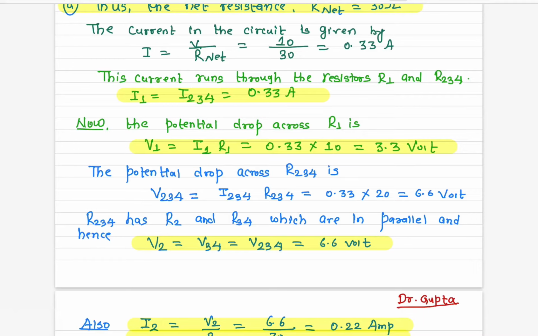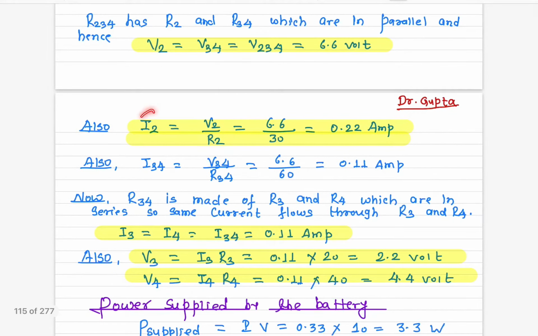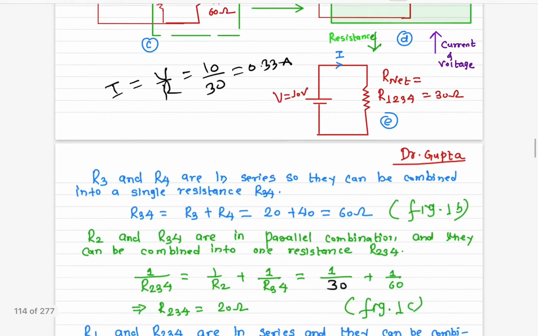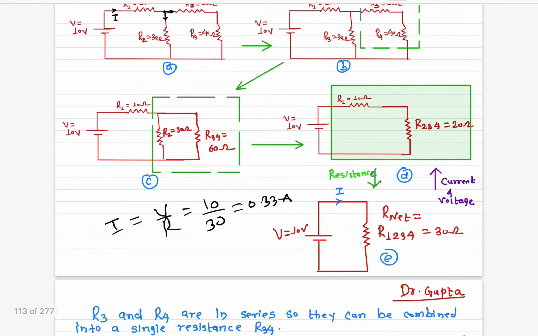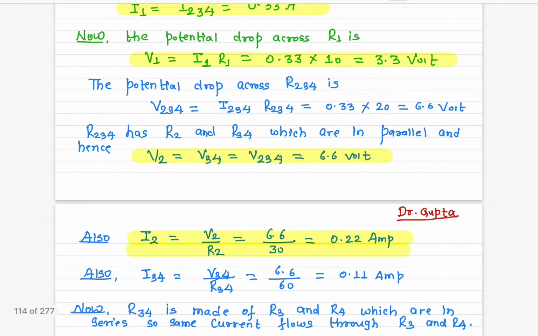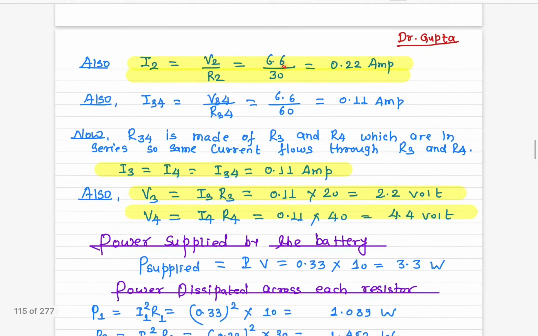Yes, R234 has R2 and R34 which are in parallel. So if these two are in parallel, then the potential across these two must be exactly equal, which is 6.6 volt. Once we know that, we can find out the current, and the current would be V2 divided by R2. So V2 is 6.6 divided by 30 ohm. I know I'm going back and forth here. 6.6 divided by 30 would give you this much current. The same thing, we now find the current I34, which will be 0.11 ampere.